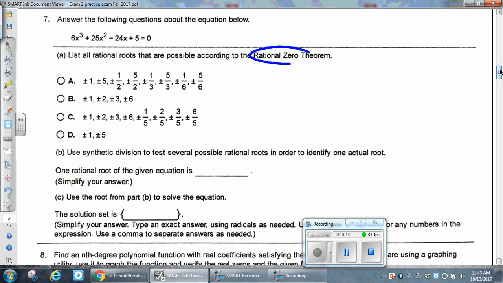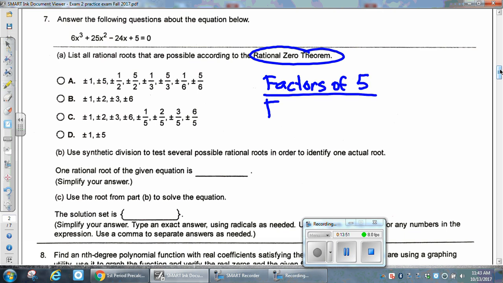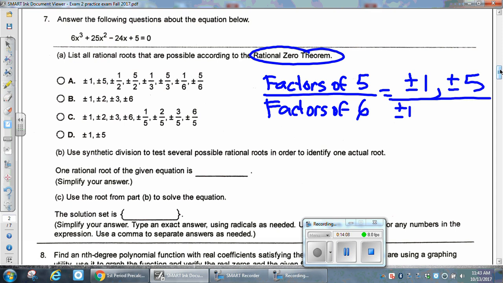This is the rational zero theorem, so you need the factors of 5 divided by the factors of what? Of 6. But if you reverse the order, it's wrong, and if it's wrong, it's wrong. I'm not going to change it, I promise. So this will be plus minus 1, plus minus 5, divided by plus minus 1, plus minus 2, plus minus 3, and plus minus 6. So you're going to end up with a whole bunch of fractions here. Which is the correct one?